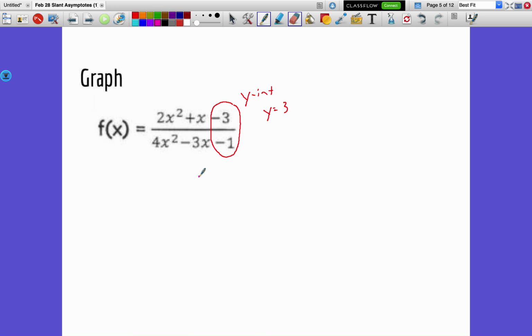All right, we'll talk more about end behavior in a second, but the fact that these degrees match means that the end behavior will be a horizontal asymptote, and it'll be at the ratio of the leading coefficients. So it's going to be at y equals 2 over 4, which equals 1/2. We'll talk more about that in a second. All right, in order to get other features though, I'm going to have to factor this. So we got to factor the top and the bottom.